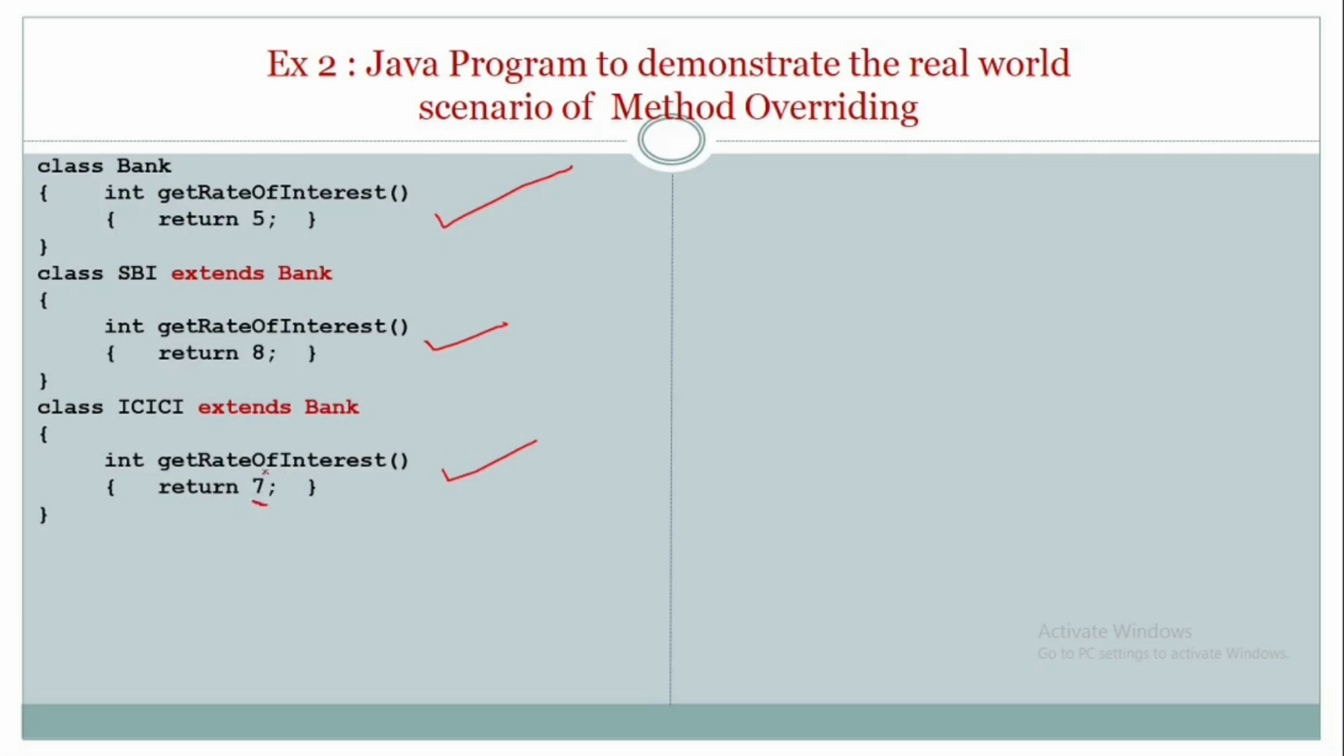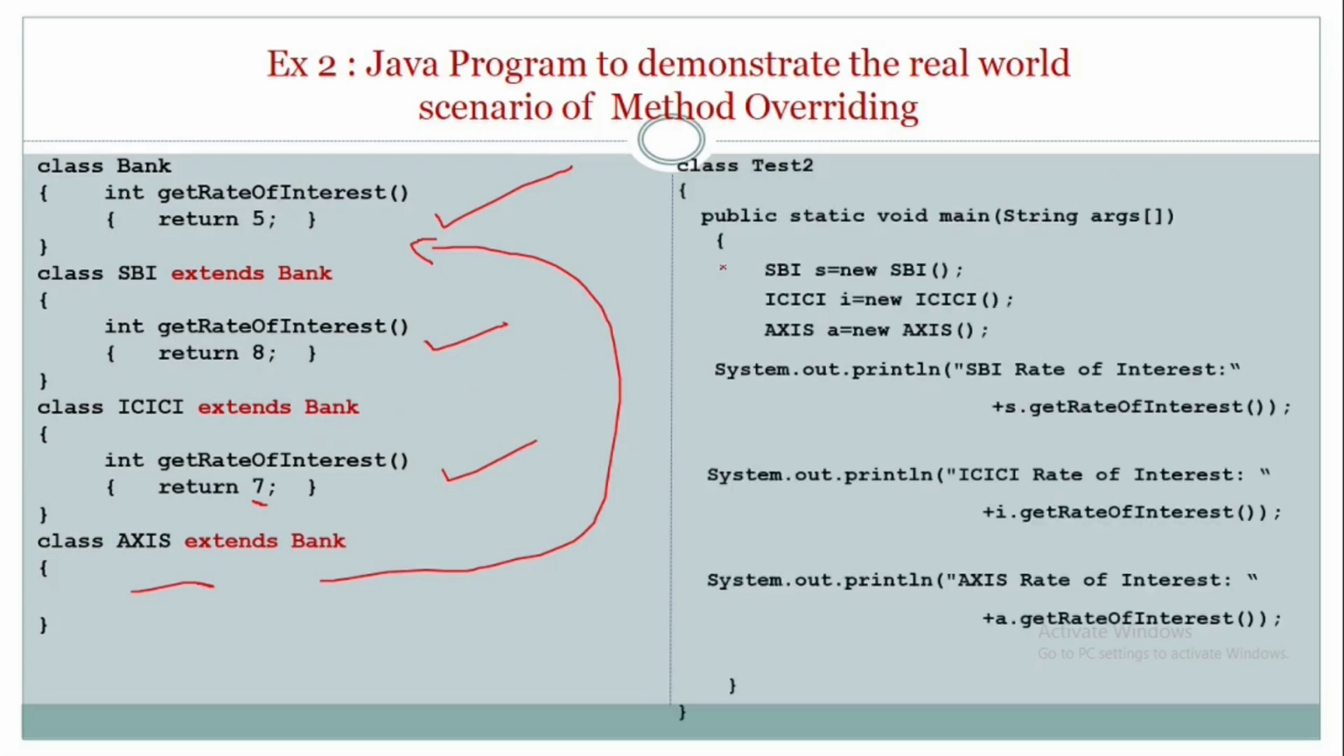Even this ICICI class has a method getRateOfInterest that overrides the base class method, and Axis Bank doesn't have any method, which means it will inherit the feature of the base class, so it will use the value from the base class, so it will have a rate of interest of 5. Yes, now I'll be creating the objects of SBI, ICICI and Axis. So now I'll be calling this method.